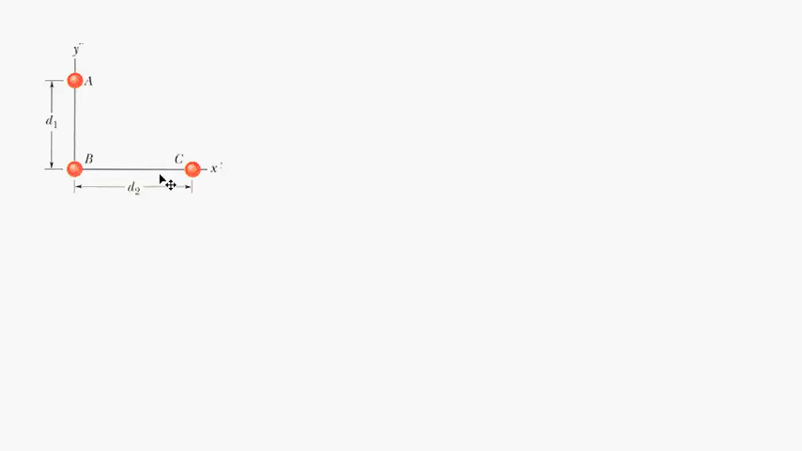Okay, so let's talk about this problem where we've got these three balls here, each of which has the same mass, mass of m each. They're separated by d1 and d2, and we want to find the force on ball B. So find the force there. Okay, so there are going to be two forces acting on ball B. One of them is going to be from ball A, and one's going to be from ball C.